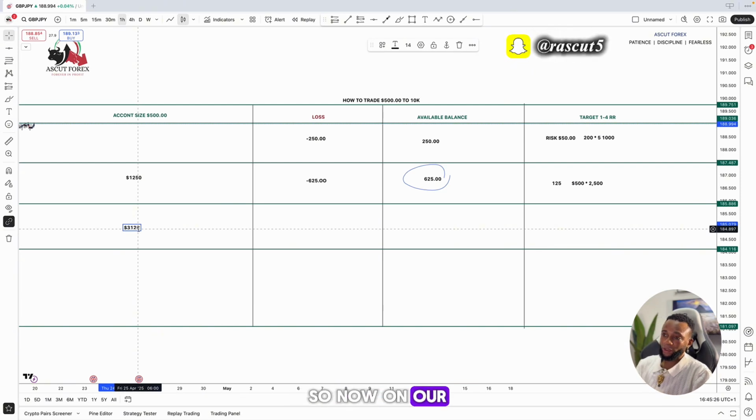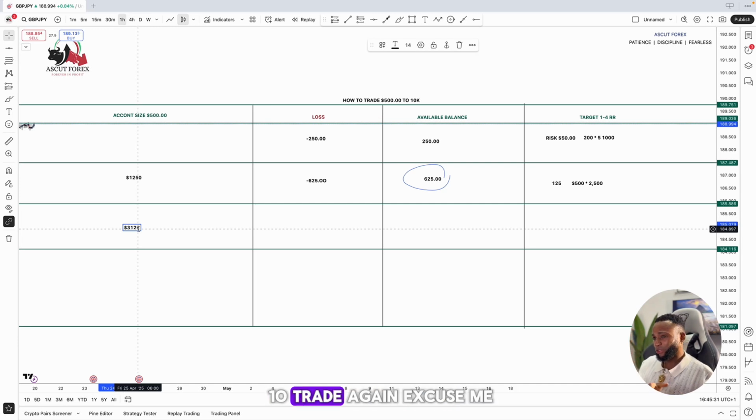So now on our second trade, we are taking 15 trades. No more 10 trades again. Now it's 15 trades because now we have good capital. So we want to mastermind our risk, and we are trying to apply a very good risk management.